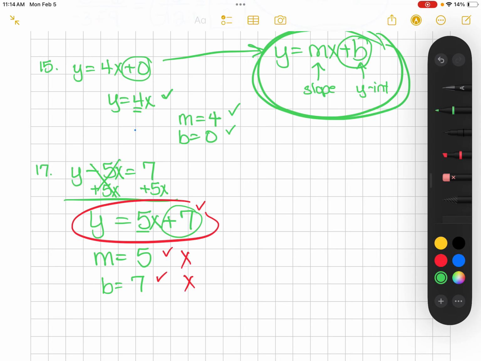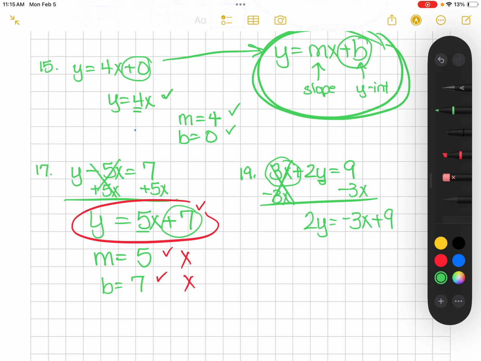Okay, number 19. This is the last one I'm doing like this one, and this one is probably the hardest one of all of this type. So now I need to get y by itself. I have a lot of numbers going on here. The first thing I'm going to do, because I want y by itself, is get rid of this plus 3x. So I'm going to minus 3x from both sides. So those are gone, and I have 2y equals negative 3x plus 9.